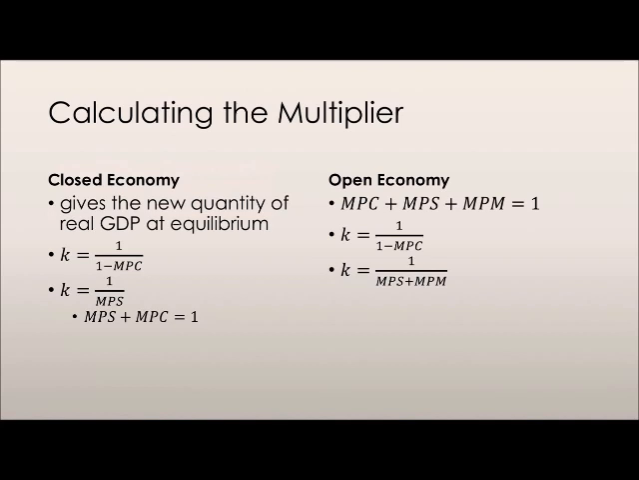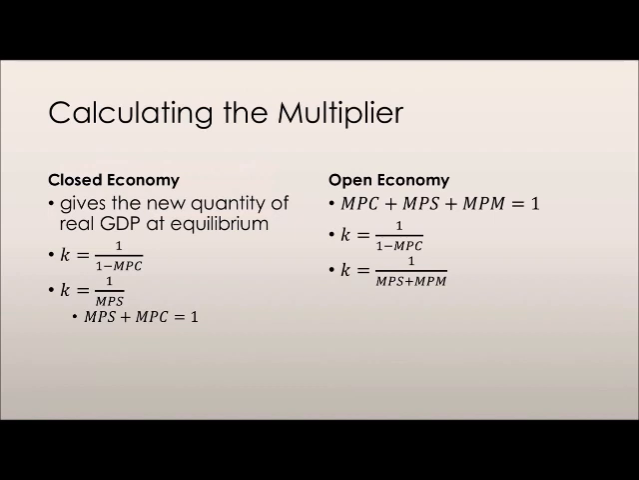When we calculate the multiplier, we're going to take a look at two separate cases: a closed economy and an open economy. A closed economy, I'll just reiterate, is one that does not engage in international trade. And in this case, the multiplier gives the new quantity of real GDP at equilibrium. We're going to give the multiplier the variable k, and we're going to say that's equal to 1 over 1 minus the marginal propensity to consume. And if we think about this logically, we've already established that marginal propensity to consume plus marginal propensity to save is equal to 1. So it follows logically that 1 minus MPC is equal to MPS. So we can also say that the multiplier is equal to 1 over MPS.